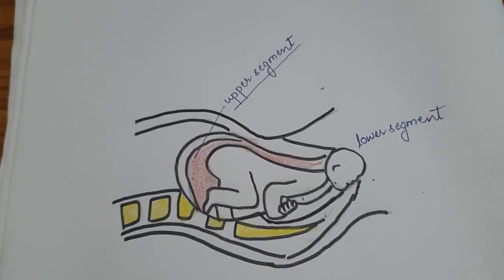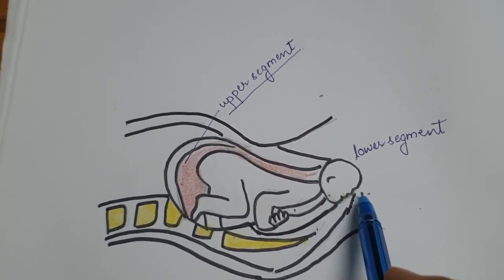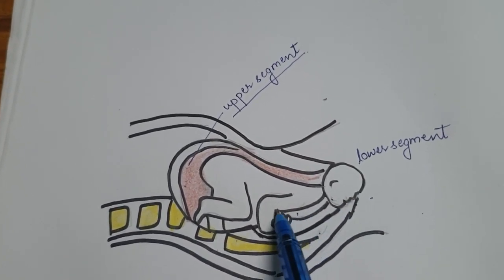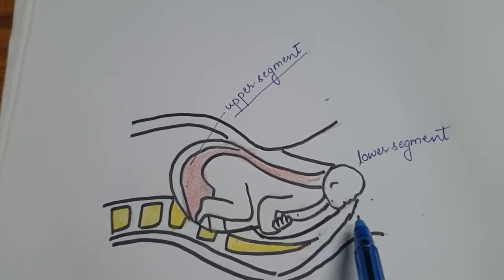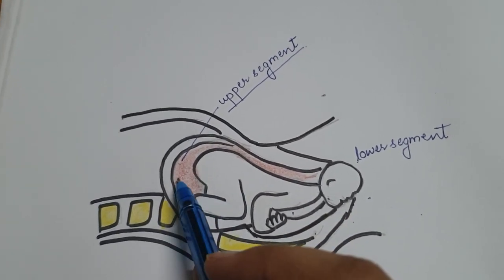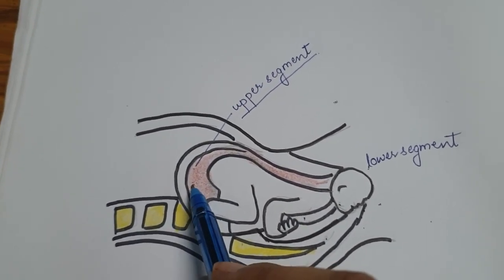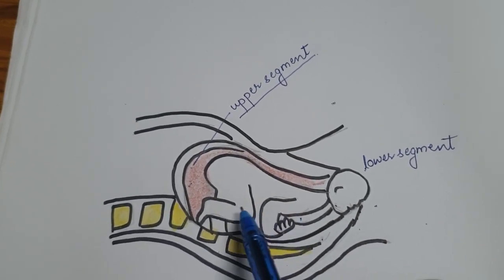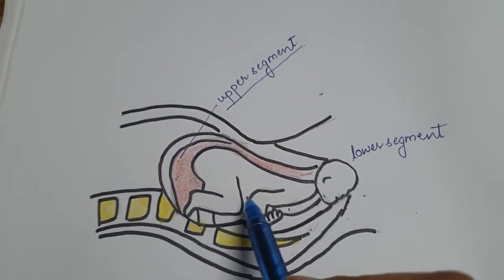So here I'll explain how retraction helps in the expulsion of fetus. When the fetus moves towards the cervix, there is a chance that the fetus can be pushed backward by the cervix during the relaxation period, that is the interval between the contractions. So the muscle fibers at the upper segment are retracted, that is, permanently shortened, so that there is no chance that the baby can be pushed backward by the cervix. So this is how it helps in the expulsion of fetus.